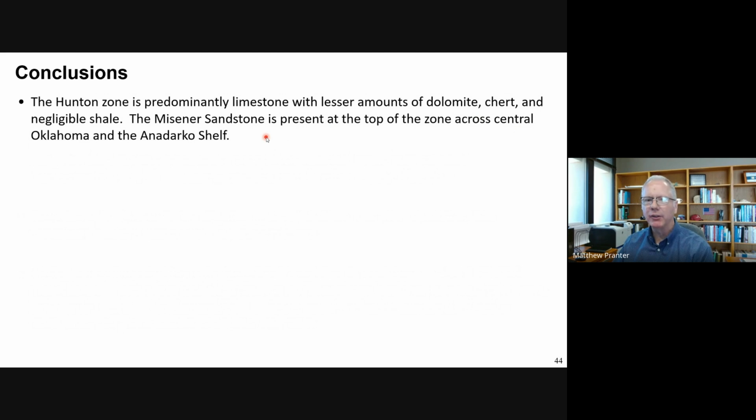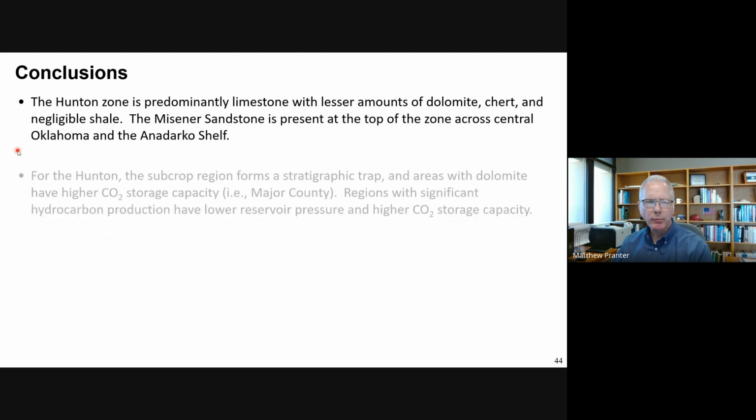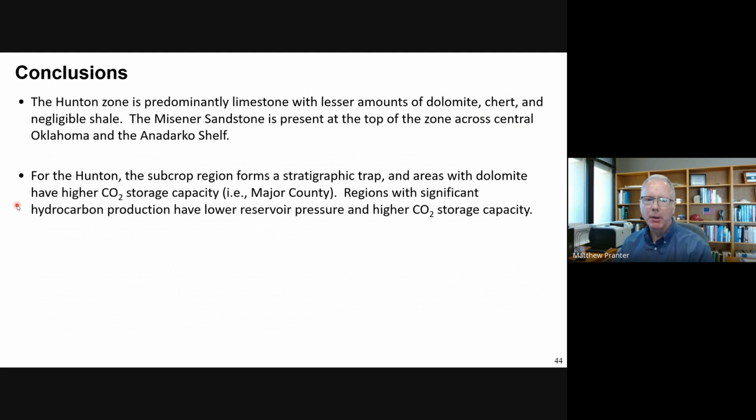The Meisner sandstone is present near the top of the zone across central Oklahoma and the Anadarko Shelf. For the Hunton, the subcrop region forms a stratigraphic trap, and areas with dolomite having higher CO2 storage capacity, like in Major County, are candidates.